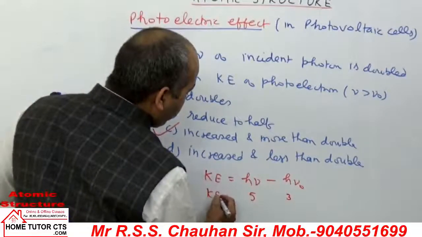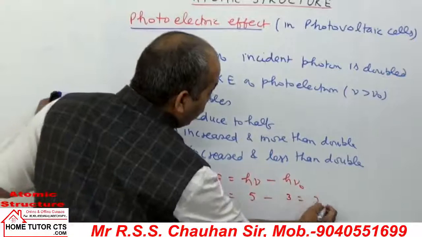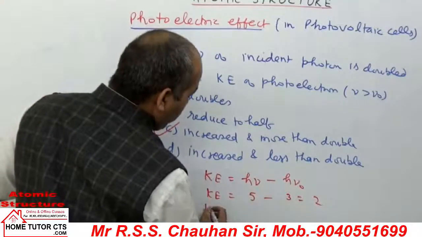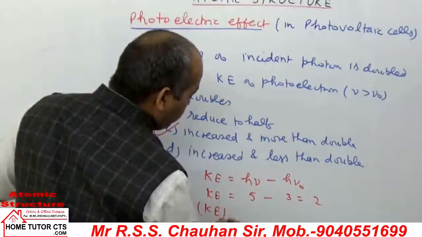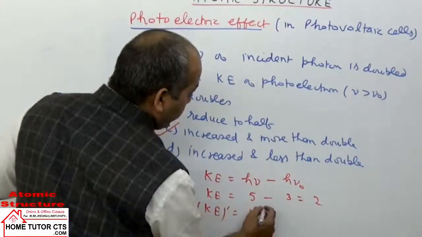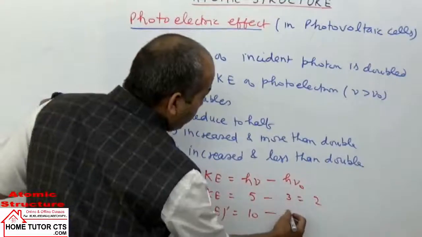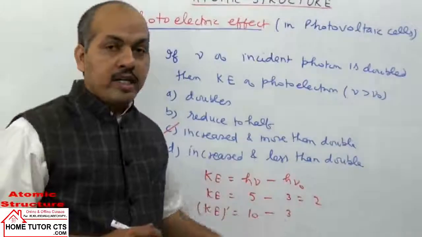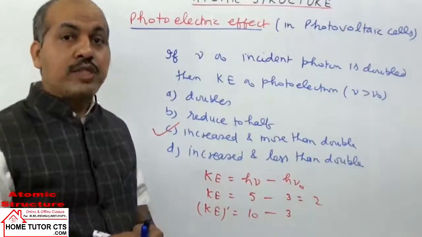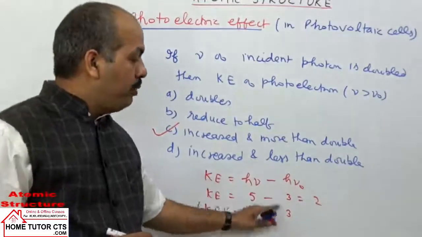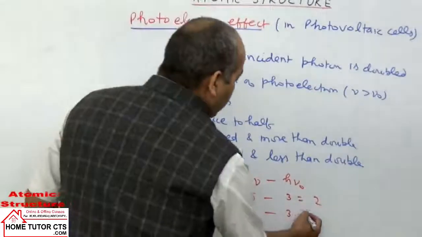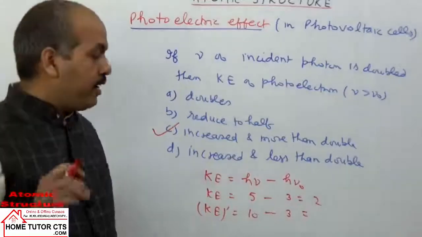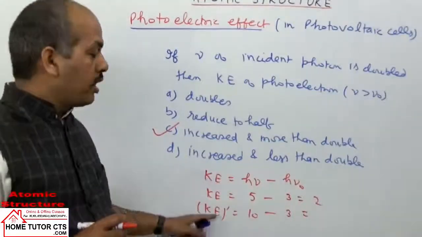So in this case what can be kinetic energy? 2 units. Now if this is double, so in second case what can be kinetic energy? It is 10, but this value remain unchanged. For a metal, threshold energy or threshold frequency remains same, so this value will be constant 3 only. So what happened? This extra energy increased 5 units will entirely add up in the photoelectrons kinetic energy.